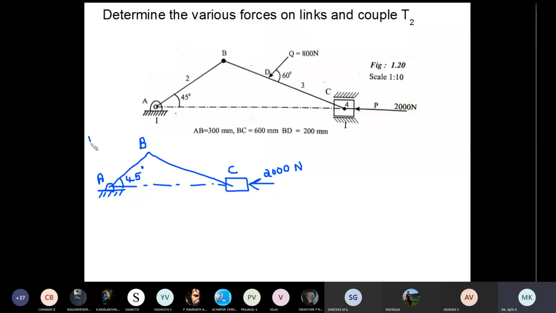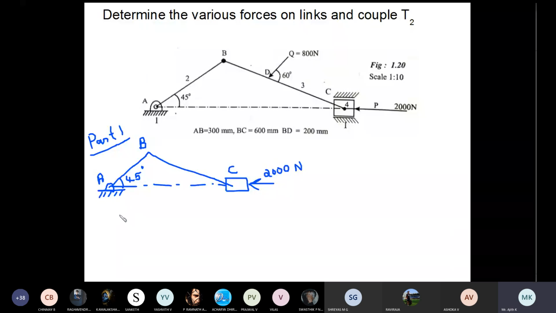So this is part 1. First part 1. I'm neglecting this 800 Newton, considering only 2000 Newton.